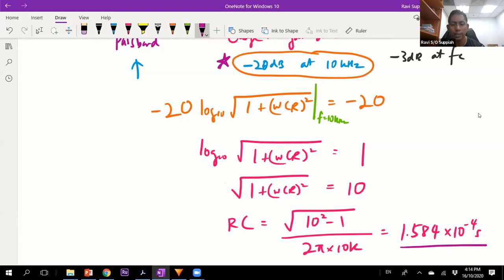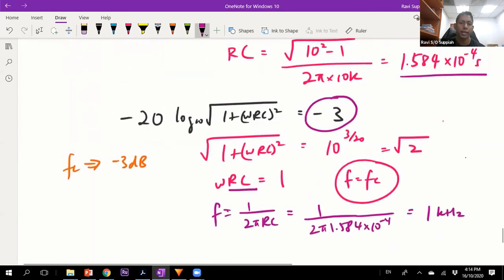Based on the requirement given to us, we substitute into the expression and we solve for RC. Then we put it back into the second expression because we know that the gain has to reduce by 3 dB when we are talking about the cutoff frequency. That is why we do it in two parts. The first part is based on the attenuation that we want. Both RC values are the same, because this RC value is the same RC value we're using here. It's only one circuit, correct? The circuit never changed.